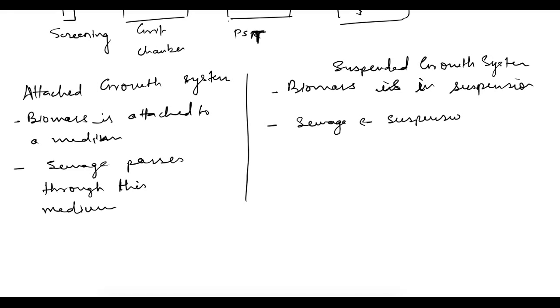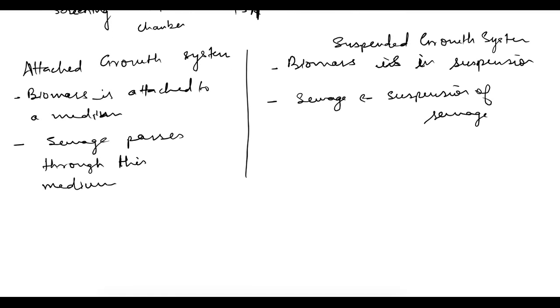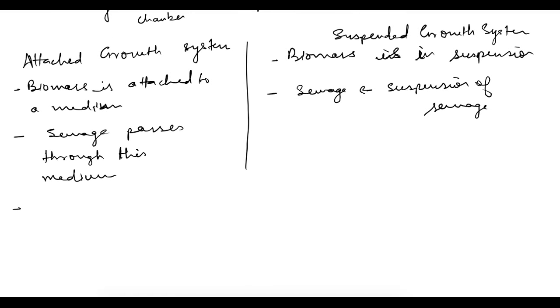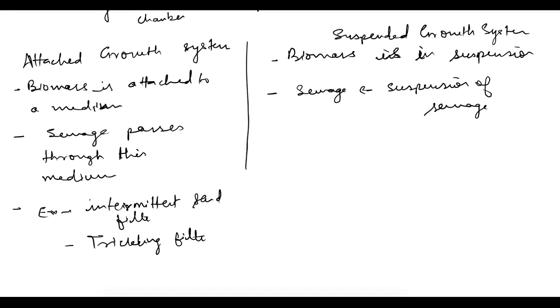So what are the typical examples for these two processes? In case of attached growth system, intermittent sand filters are there which can be provided, and trickling filter also comes under this one. Apart from that, one more we can write, that is rotating biological contactor.